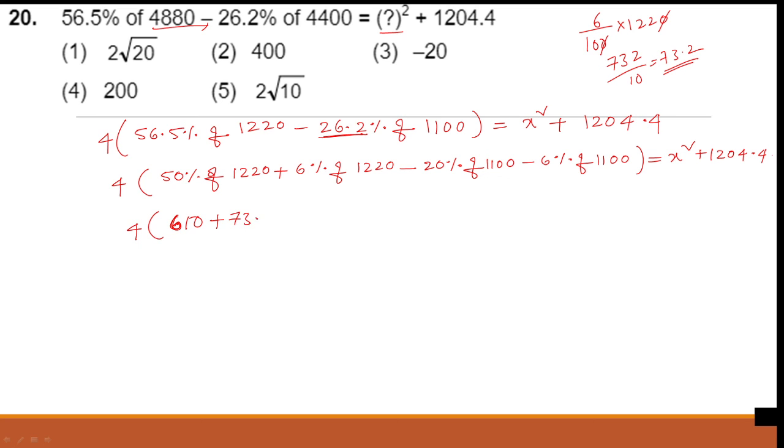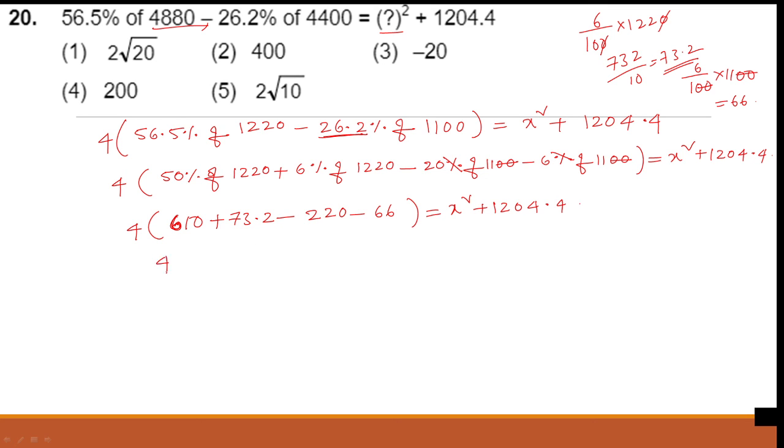So that is 73.2. And after that, 20 percentage of 1100, we can cancel percentage and 2 zeros. 20 into 11, that is 220, minus 6 percentage of 11, that is 66. We can cancel percentage and 0. Why? Because 6 by 100 into 1100, right? We can cancel 2 zeros, that is equal to 66. So that is equal to x square plus 1204.4.